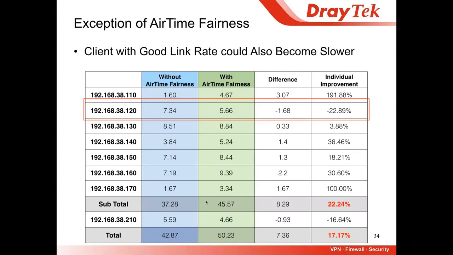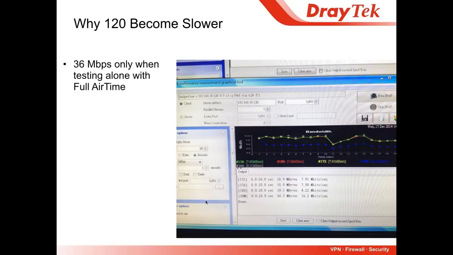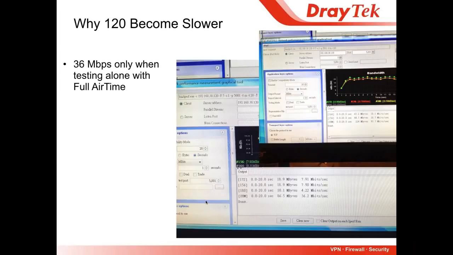Let's take a look at this guy at 120. He's the only one that decreased after enabling airtime fairness. Why? To look into this, we did some more tests. Basically, we tested this guy alone. We gave this guy the full airtime to see how fast he can run. And we found that he was only running at 36 megabits per second. If we compare it to this guy 130, the full speed is more than 90 megabits per second. So they have a huge difference in speed.